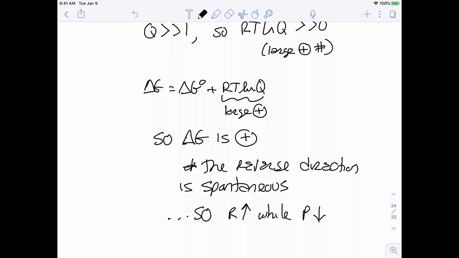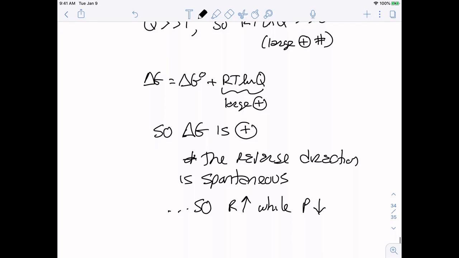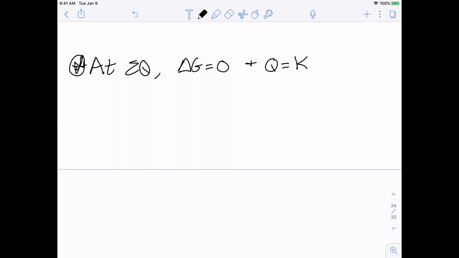So what happens if we're at equilibrium? So at equilibrium, my free energy change is going to be equal to 0, because remember that's what happens when we're at equilibrium, and Q is actually going to be equal to K, right? I am plugging in equilibrium numbers, so it is my equilibrium constant.